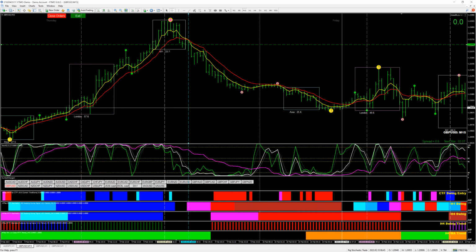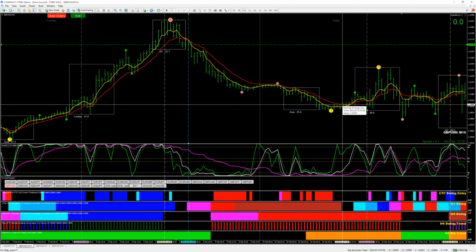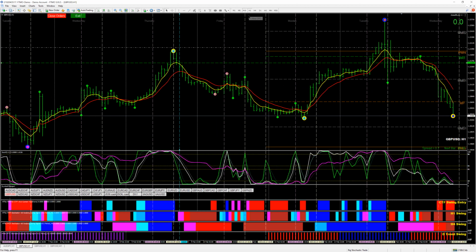H1 goes out of sync here. Now the H4 kicks in. I can shift my time frame to the H1 and wait. That's 45 pips.